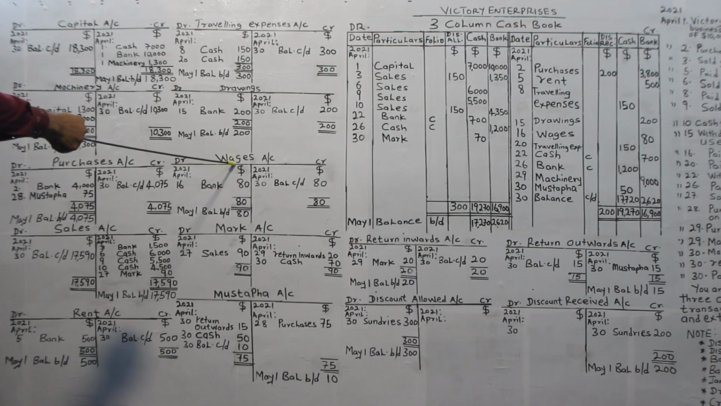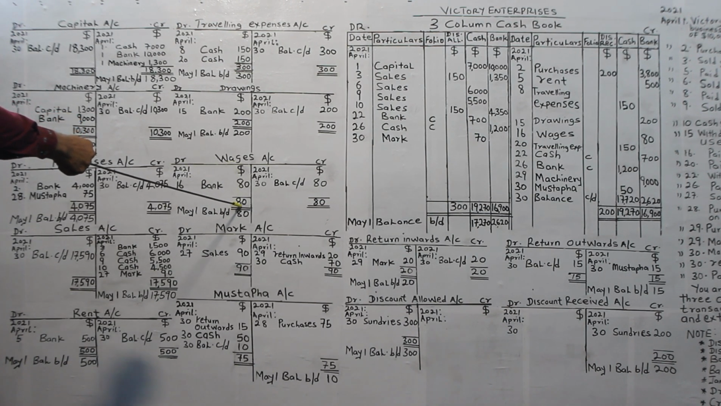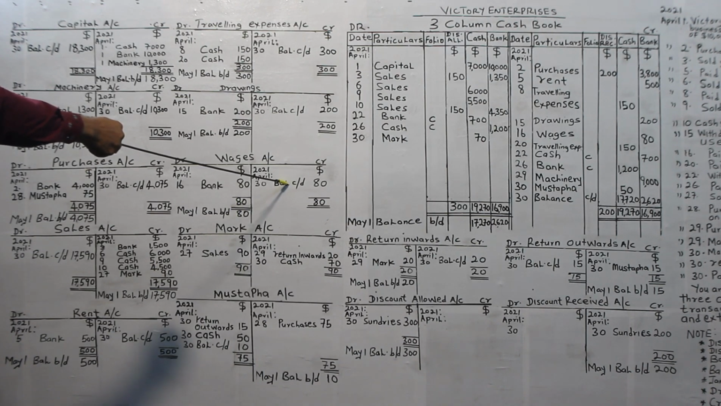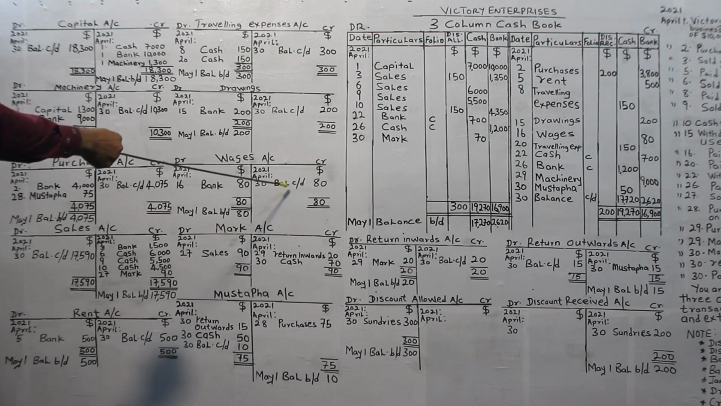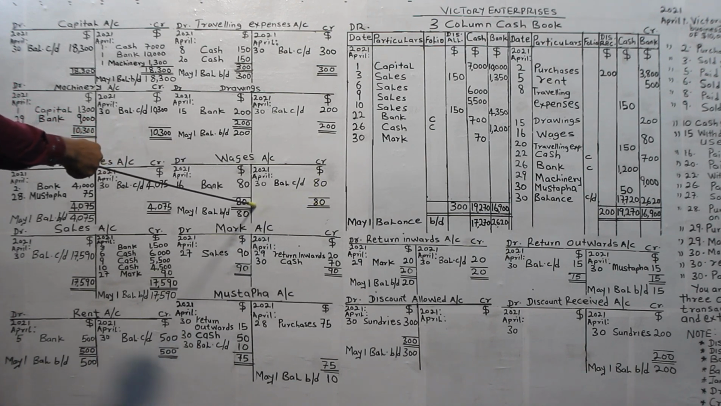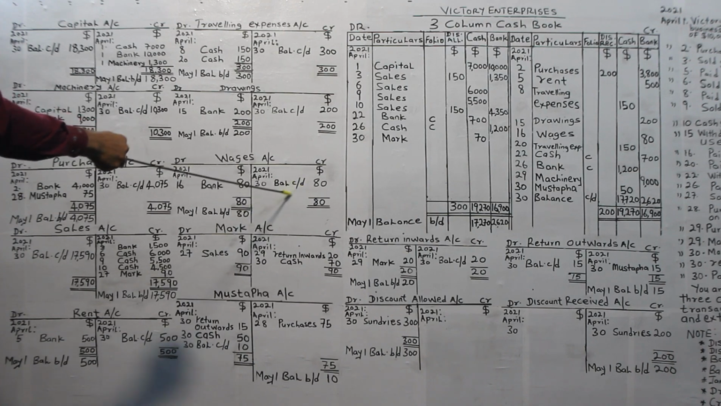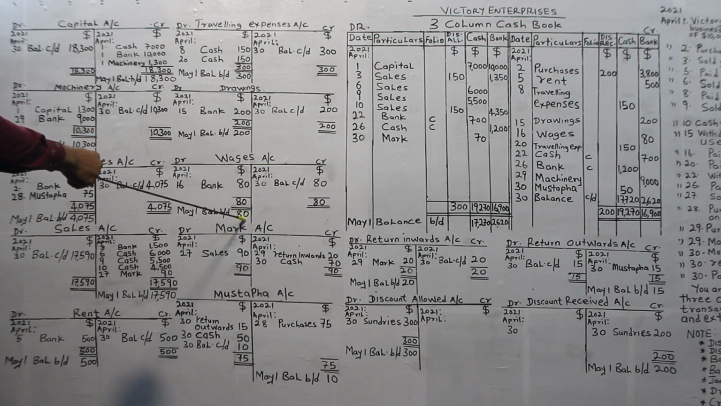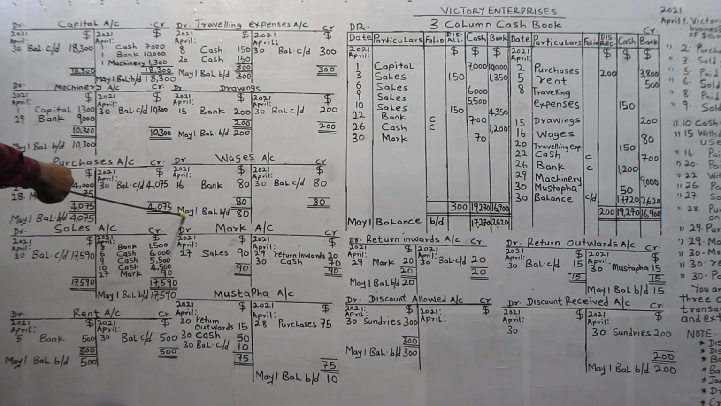Then to balance the wages account, we already have $80 on the debit side. This $80 is taken to the credit side and becomes the balance carried down or the closing balance for April 30th, 2021. The 80 is now brought down to be in the same line with this closed figure. And finally, the balance carried down is brought under the closed figure of 80 and becomes a fresh opening balance for wages for May 1st, 2021.